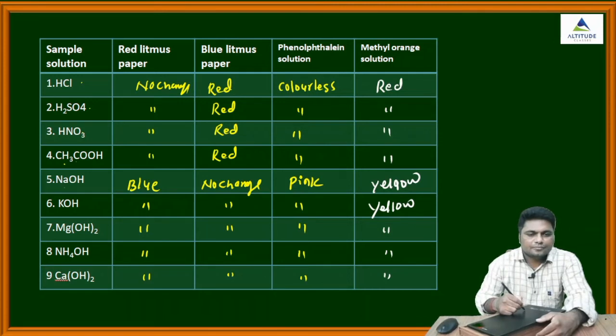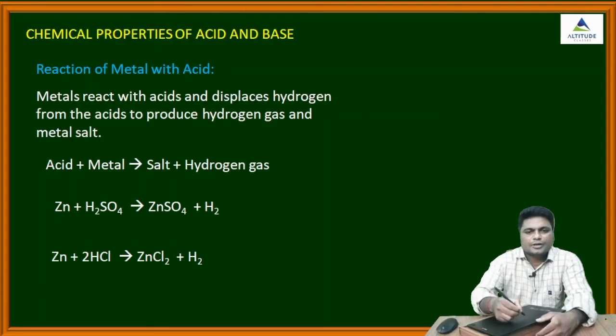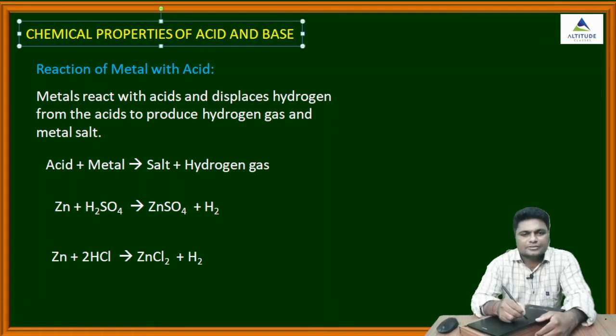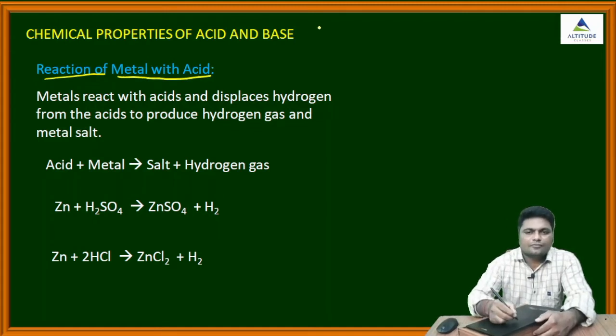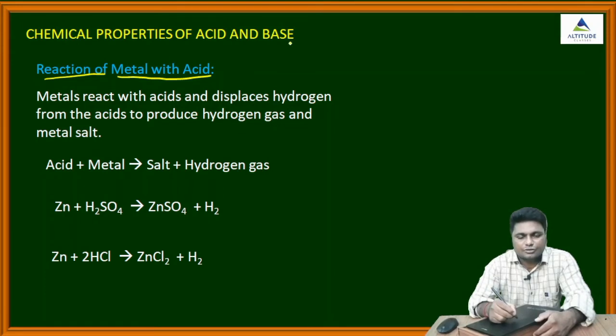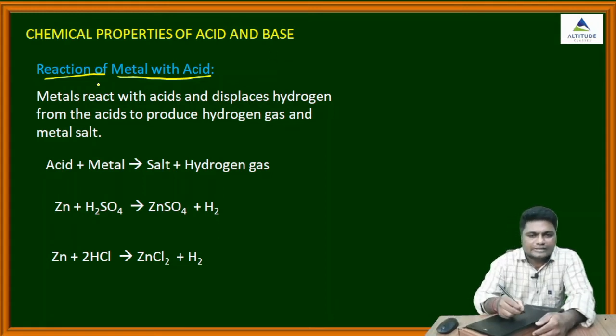Now let's see the chemical reactions of acid and base. Now we'll discuss the chemical properties of acid and base. Chemical reactions of metals with acid. Normally we have the different chemical reactions: reaction with metals, reaction with non-metals, reaction with metal oxide, reaction with non-metal oxide, and neutralization reaction. All we will discuss here.